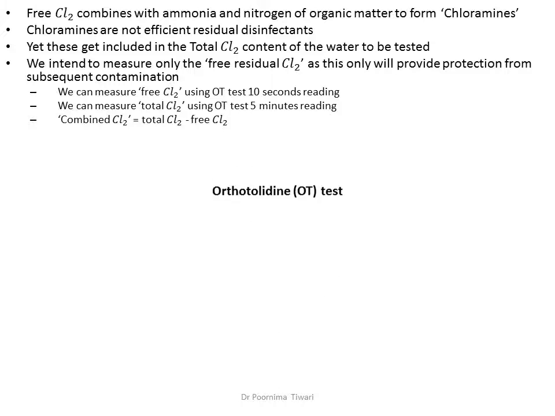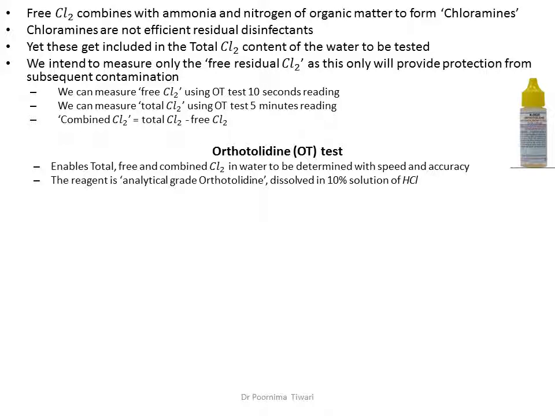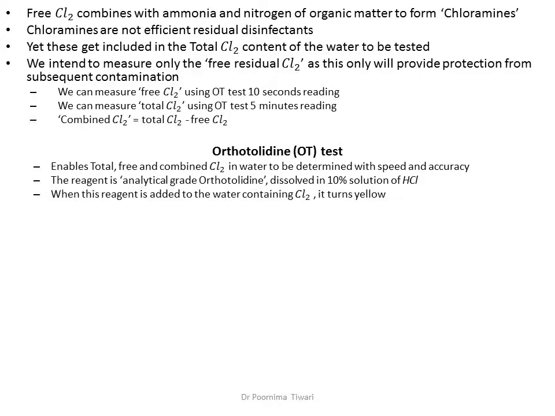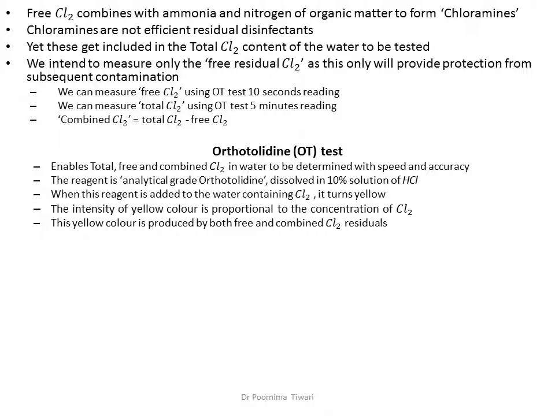What is the OT test or orthotolidine test? It enables measurement of free and combined chlorine with speed and accuracy. The reagent used is analytical grade orthotolidine dissolved in 10% solution of hydrochloric acid. When this reagent is added to water containing chlorine, the water turns yellow and the intensity of the yellow color is proportional to the concentration of the chlorine. The yellow color is produced both by free chlorine residual and by combined chlorine, that is chloramines.